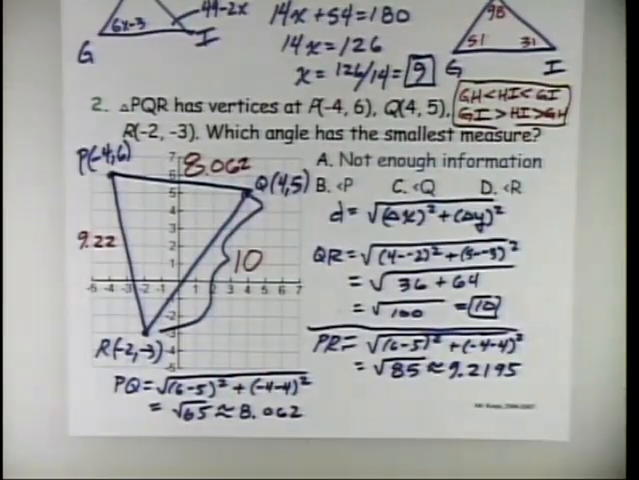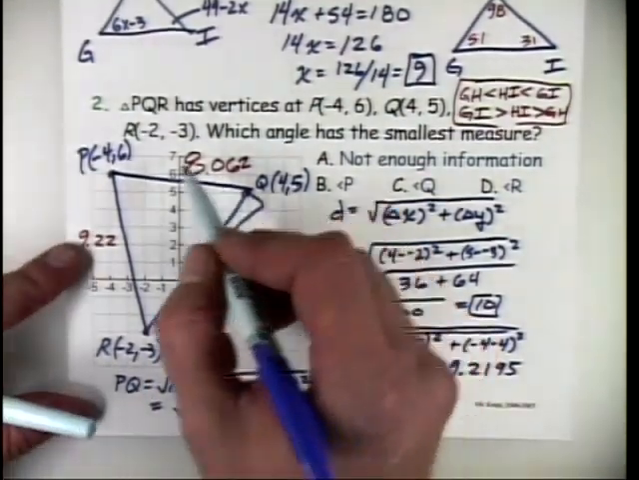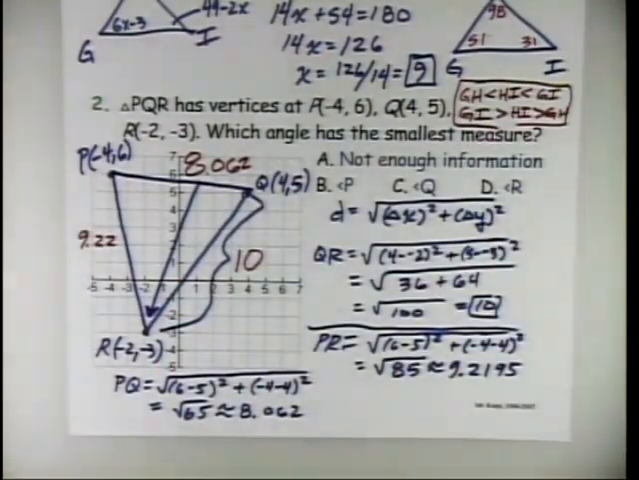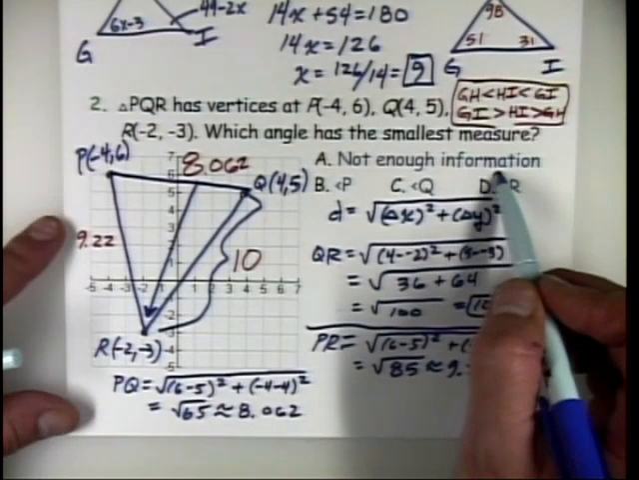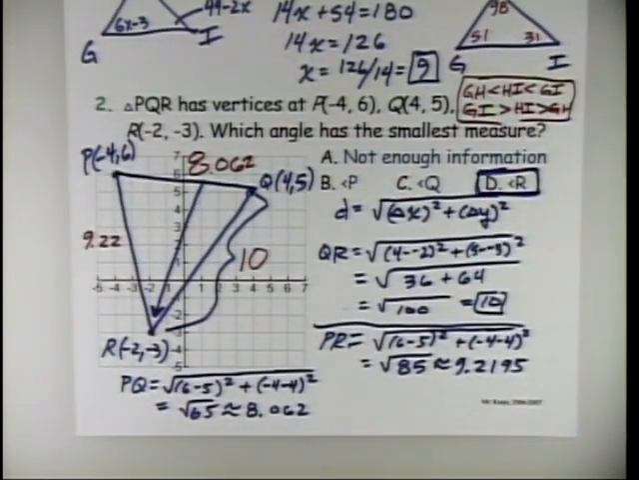Now the smallest angle should be opposite the smallest side. Well, 10, 9.2, and 8.062. This is the smallest side. So the angle opposite it, right here, angle R, would be the smallest angle. So the answer choice, way back up here, is angle R. Required the distance formula, 3 different calculations.